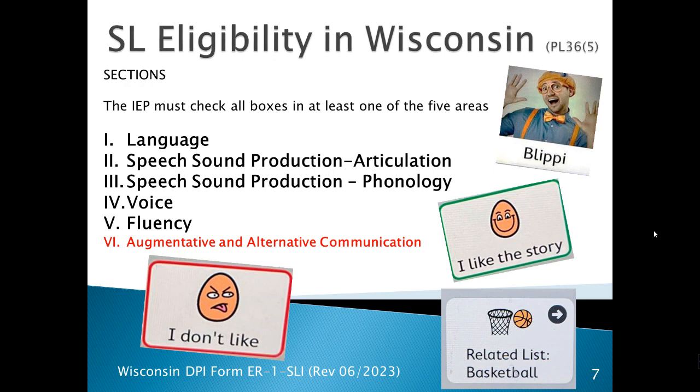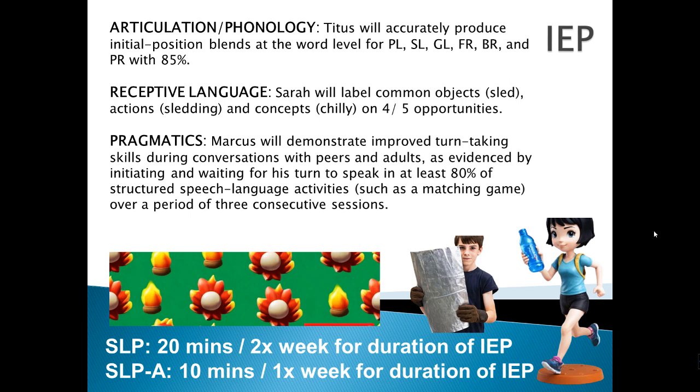Speech language eligibility in Wisconsin, there are 5 eligibility categories: language, speech sound production, articulation, speech sound production, phonology, voice, fluency, and then also augmentative and alternative communication. I have some images from some of the AAC devices that I've worked with. So those are the different areas where you can qualify. Once you get into AAC, you might want to reach out to your CESA or a university like UW-Stevens Point that has an AAC lab, or the Wisconsin Center, to check out all of the different options available for children.